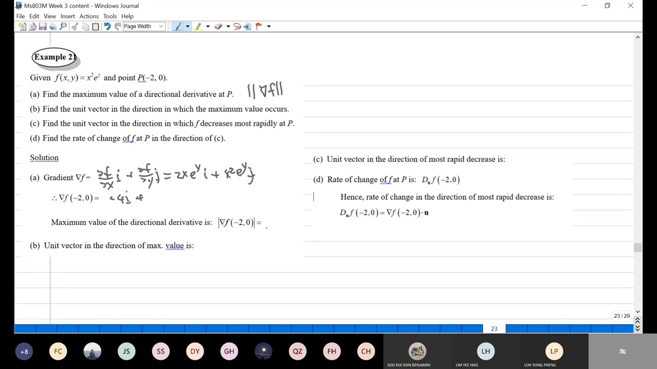So you get -4i, because x equal to -2, y equal to 0. And then x squared is 4, so it's actually 4j. So we get -4i plus 4j. So the maximum value of the directional derivative is just the length of this. The length is the square root of (-4) squared plus 4 squared, so 16 plus 16 is 32. The rate of change in that direction is the square root of 32.